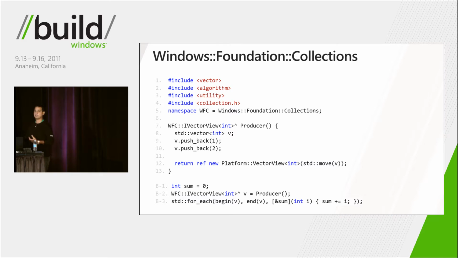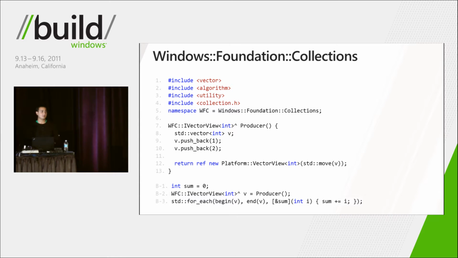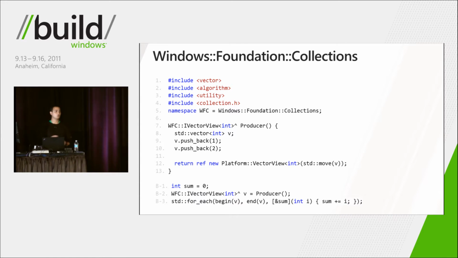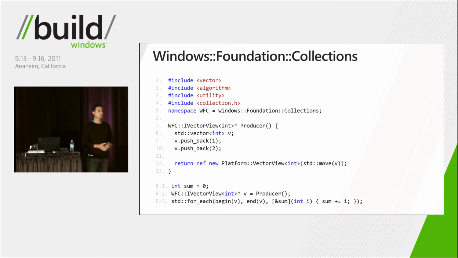So you can use rvalue references, which is a feature of C++11, to save some of the copying when possible, when you know that you're not going to use it after that. You could alternatively just remove the std move and do a new platform vector view of v, but that will create a copy. And then on the other side, you're getting that platform view from the producer, and you're iterating over it using a standard for each.